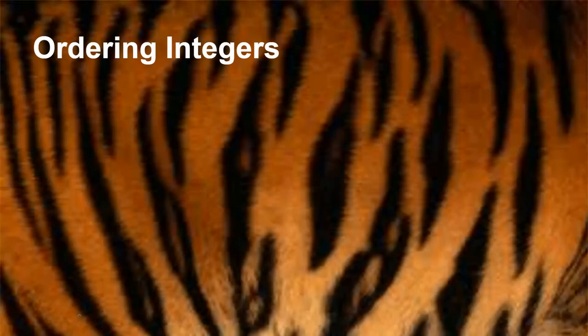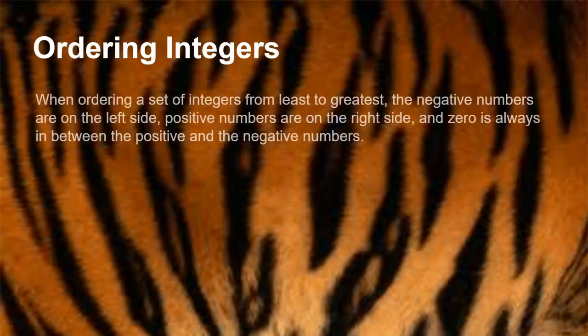Ordering integers. Whenever we order integers, we usually order them from least to greatest. The negative numbers are on the left side, positive numbers are on the right side, and 0 is always in between the positive and the negative.